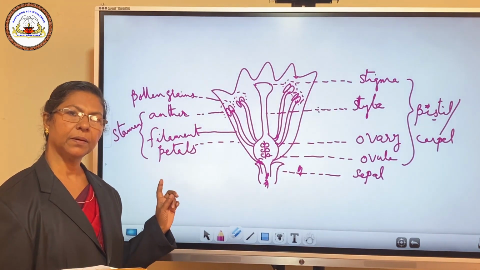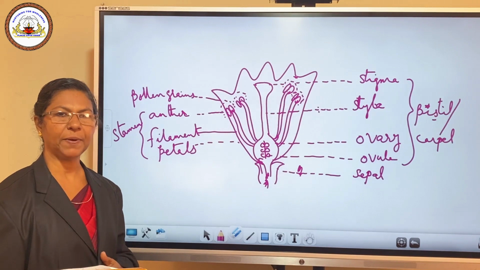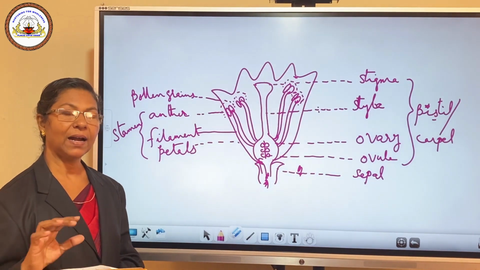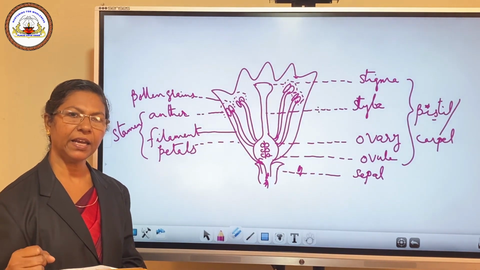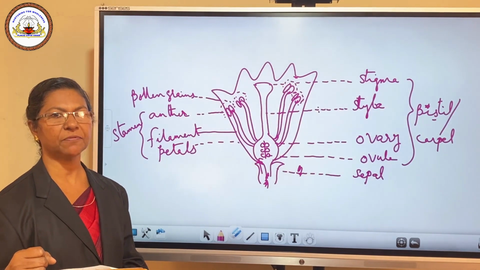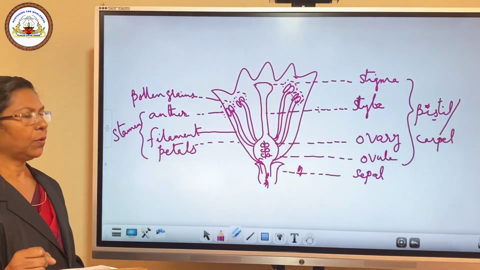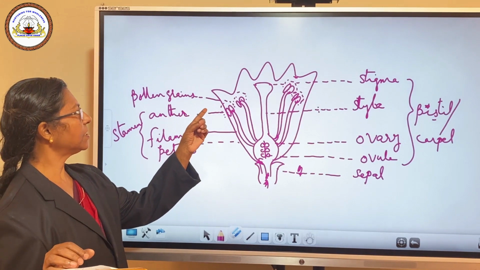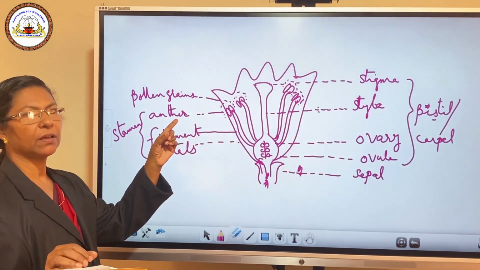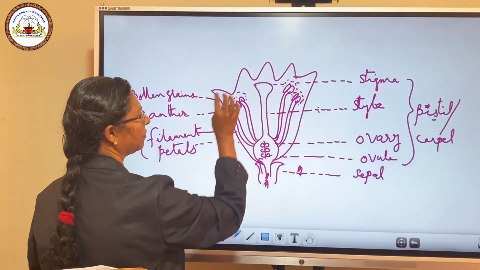This is the petals, and the function of the petal is that its color and smell attract insects for pollination. That's the function of the petal.